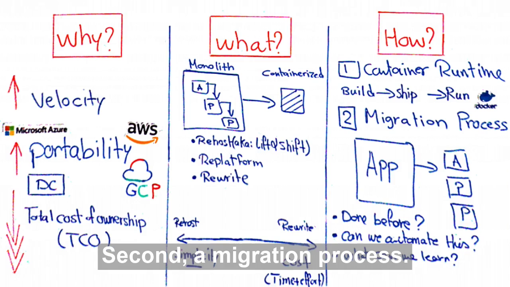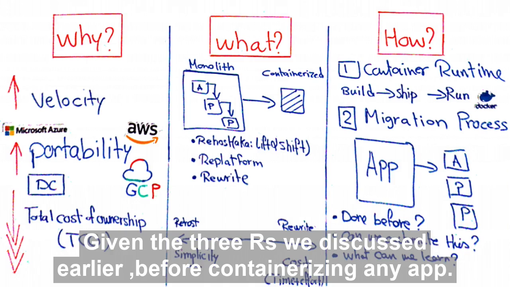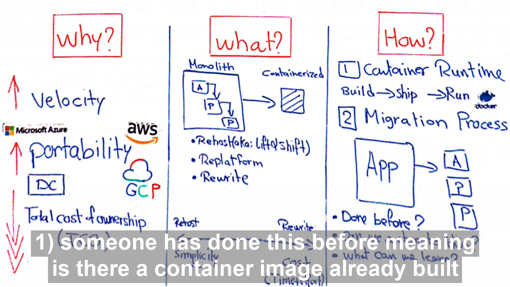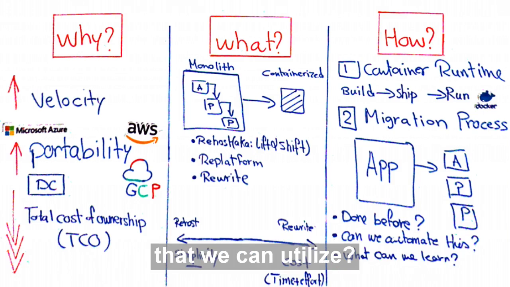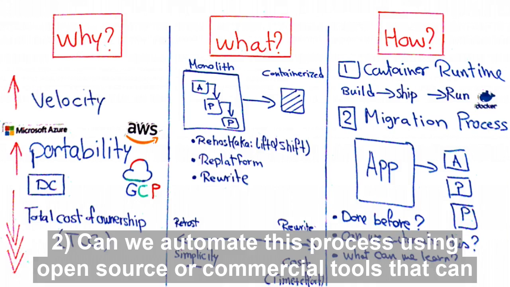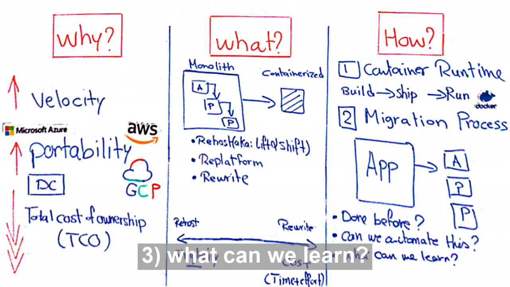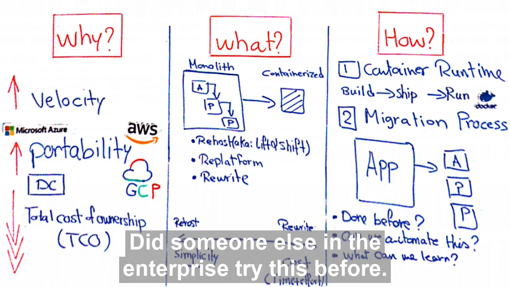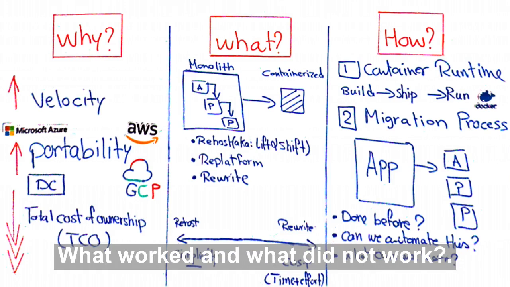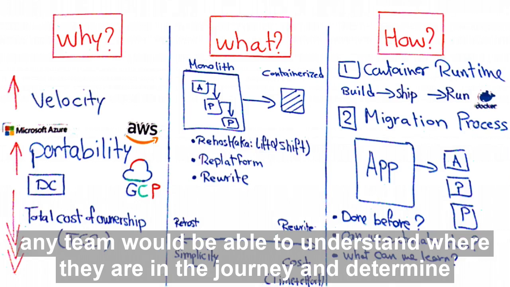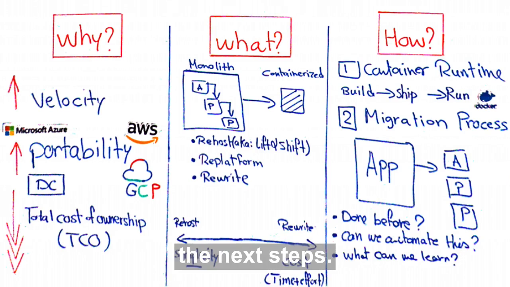Second, a migration process. Given the 3 R's we discussed earlier, before containerizing any app, I like to see if, 1, someone has done this before, meaning is there a container image already built that we can utilize? 2, can we automate this process using open source or commercial tools that can save us time and streamline the process? 3, what can we learn? Did someone else in the enterprise try this before? What worked and what did not work? I believe by raising and answering those questions, any team will be able to understand where they are in the journey and determine the next steps.